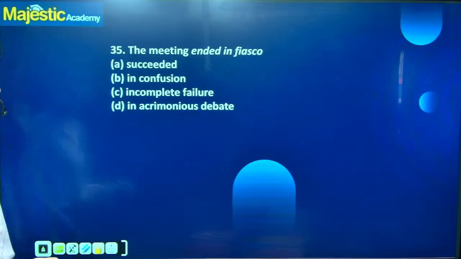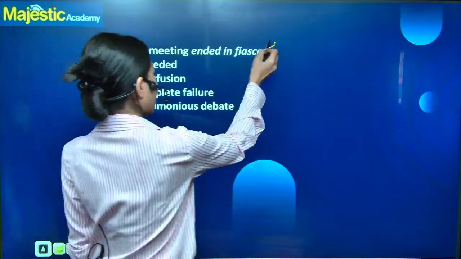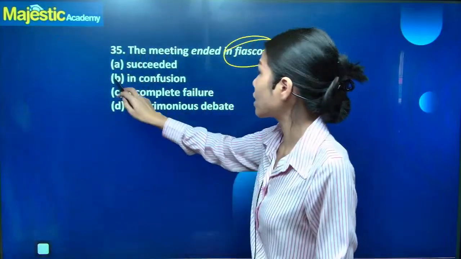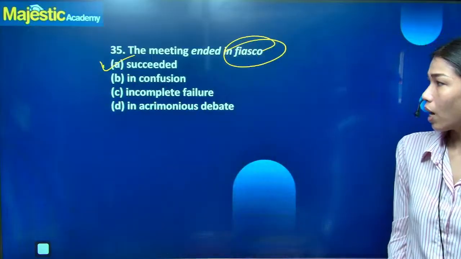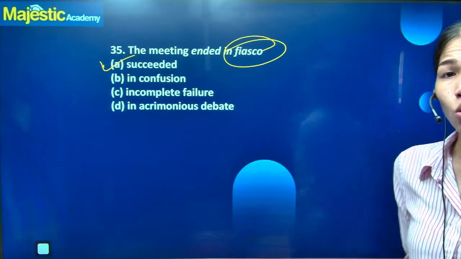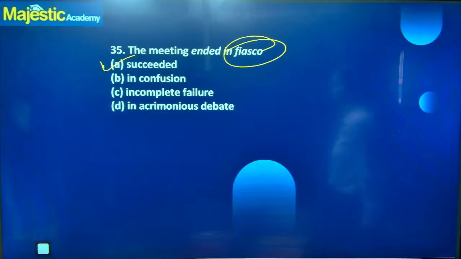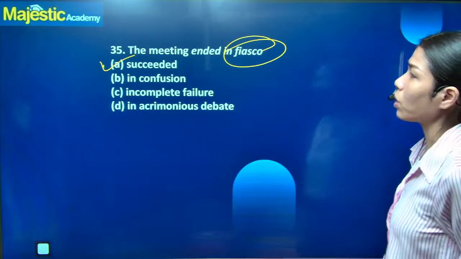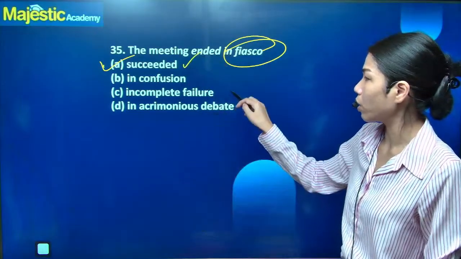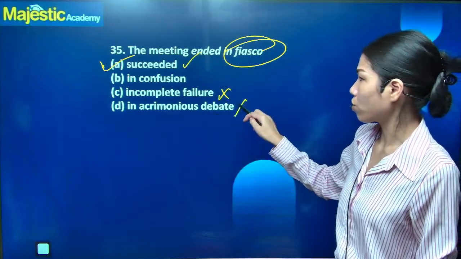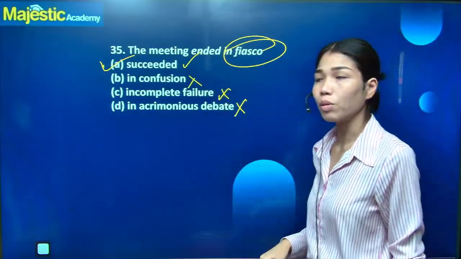Let's move to question number 35, and the question says the meeting ended in fiasco. ठीक है? Fiasco means अब इसका हमें meaning ढूंढना है. That means in complete failure. No, it's in succeeded. ठीक है? That means किसी भी चीज को आपको successfully कर लेना, that is in fiasco. The meeting ended in fiasco, that means succeeded. Option number A is the answer. Incomplete failure, no. In acrimonious failure, no. In confusion, no. Option number A should be your answer.